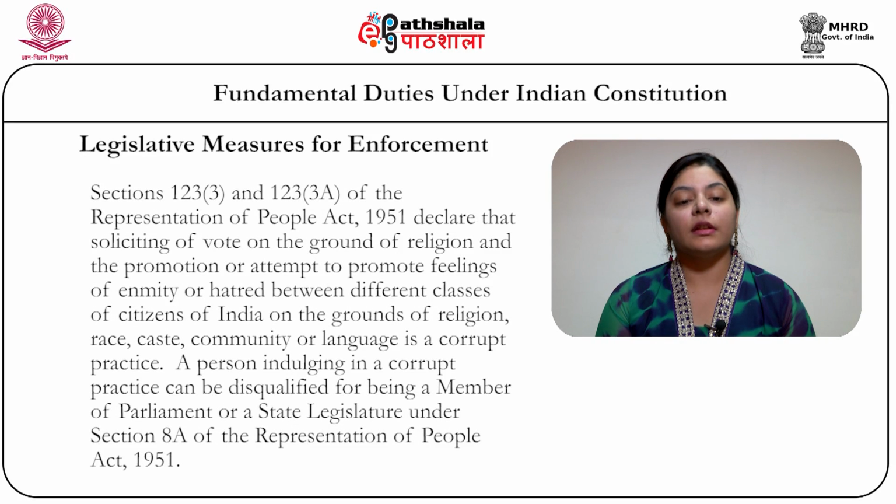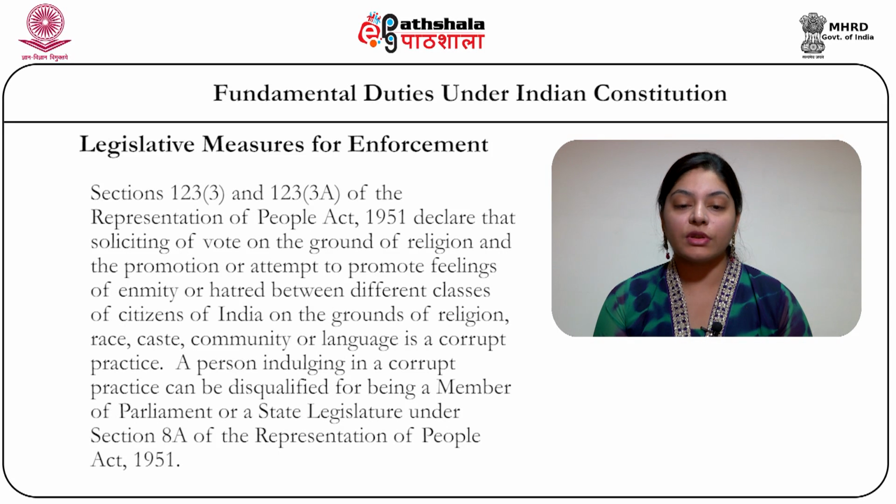Sections 123 subsection 3 and section 123 subsection 3A of the Representation of the People Act 1951 declared that soliciting of votes on the ground of religion and the promotion or attempt to promote feelings of enmity or hatred between different classes of citizens of India on the grounds of religion, race, caste, community or language is a corrupt practice. A person indulging in a corrupt practice can be disqualified from being a member of parliament or a state legislature under section 8A of the Representation of the People Act of 1951.